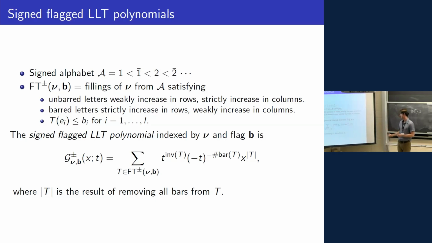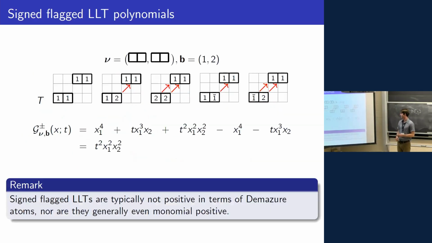So we'll do an example. Going back to our 2 dominoes, if I want to fill it with a signed alphabet, where I've bounded the first row by 1 and the second row by 2, well, when I bound something by 1, that's the smallest letter, so these all just have to be 1, 1. But if the second row is bounded by 2, then I can have a 1 bar or a 2 filled in there. And I fill them in as before, but following these rules where the bars behave in a transposed way.